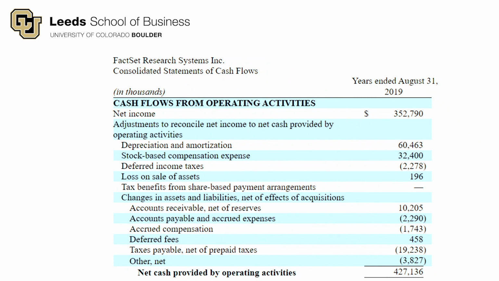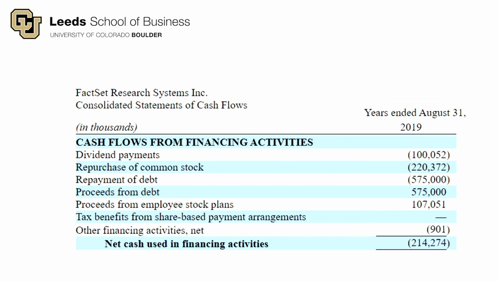So we'll go to the cash flow from operating activities. And the one thing I wanted to show you here is, remember, stock compensation expense is a non-cash expense. It's reducing that net income number, remember that $352,790, and we add it back to arrive at operating cash flow. That $32,400,000 is added back. So there's just another place that you can see that stock compensation expense on their financial statements. Then we'll move down to the financing activities.